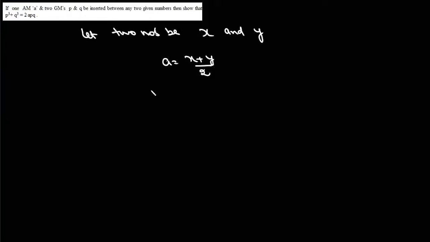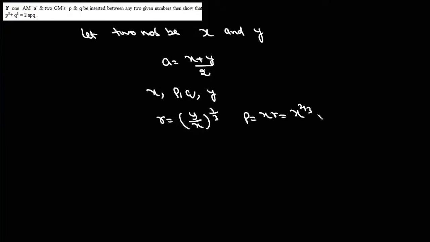And we have inserted two GMs P and Q between X and Y. Now its common ratio R will be simply Y by X to the power 1 by 3. So this P will be X into R, which is X to the power 2 by 3 into Y to the power 1 by 3, and Q will be P into R, which is X to the power 1 by 3 into Y to the power 2 by 3.